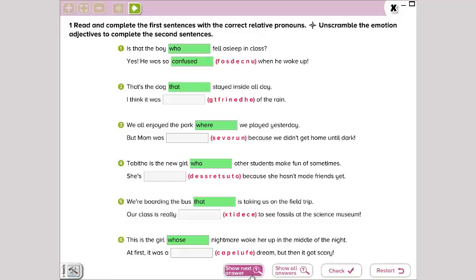Yes, he was so confused when he woke up. I think it was frightening of the rain. But Mom was nervous because he didn't get home until the dark. She stressed out because she hasn't made friends yet. Our class is really excited to see fossils at the Science Museum. At first, it was a peaceful dream, but then it got scary, okay?